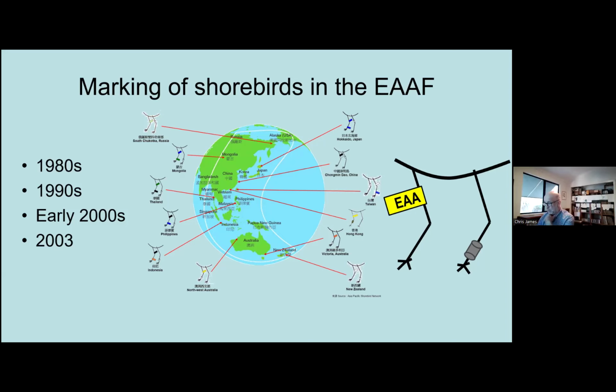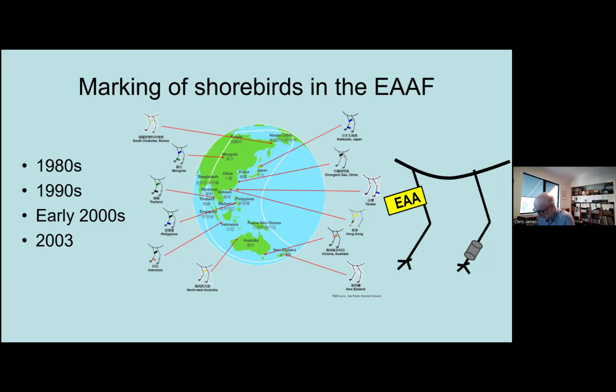And currently, there are more than 40 active banding sites throughout the flyway, which is fantastic and can cause some confusion. And so that's what quite a lot of this talk will be about: recording and getting your sightings to the correct places.